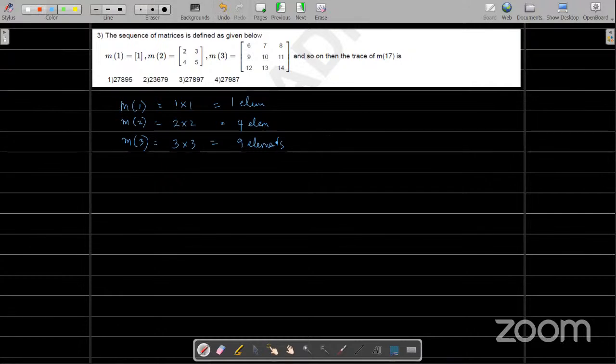M of 17. Sir, does trace mean the determinant, sir? Oh, no. I will come to that. Trace is actually a different quantity defined on a matrix. Like the way you can define a determinant, you can also define trace, which is different from the determinant. So we'll come to that.